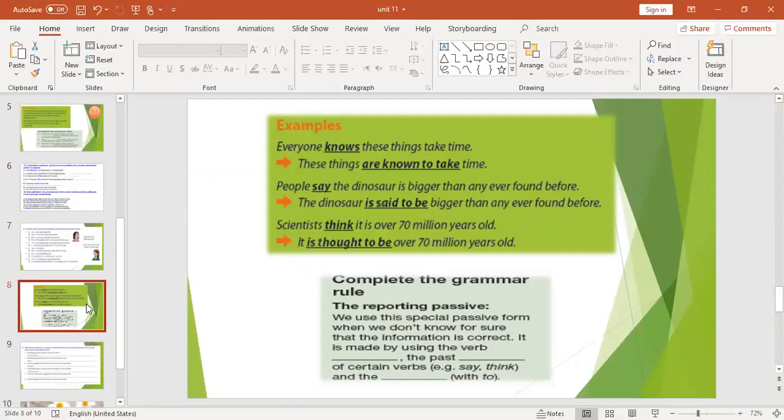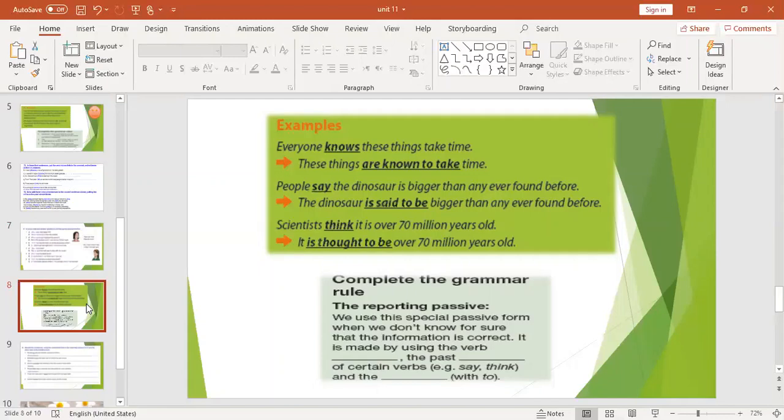People say the dinosaur is bigger than any ever found before. The dinosaur is said to be bigger than any ever found before. Again, the object here is a sentence. People say, what do people say? The dinosaur is bigger than any ever found before. We choose the most important noun to be our subject of the passive voice form. Is said to be. We use to, and the infinitive form of the verb is.